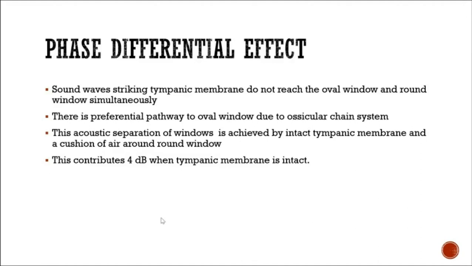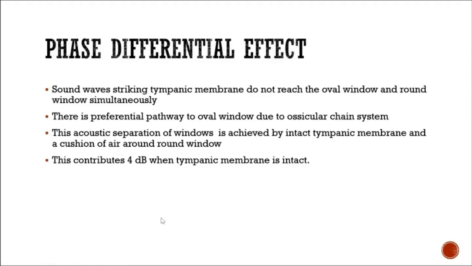Okay. Now, there is something called the phase differential effect. So what is it? The sound waves striking your tympanic membrane do not reach the oval window or the round window simultaneously, meaning at the same time. There is going to be a difference in the preferential pathway. Your ossicular system is attached to the oval window, but round window movement is due to the movement of the liquid. We are going to see it.